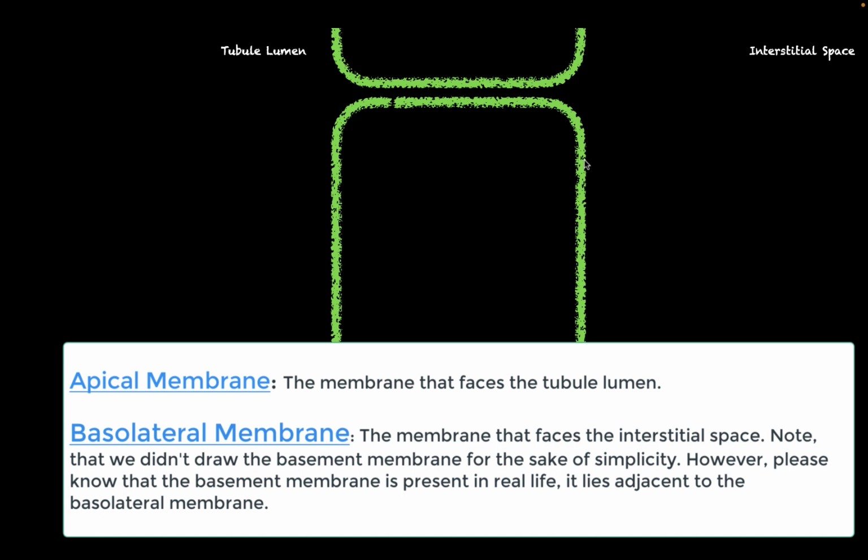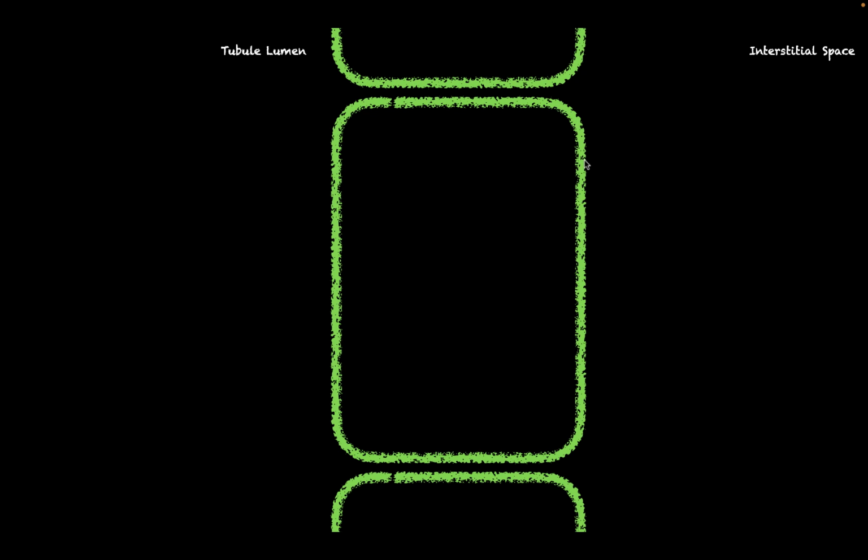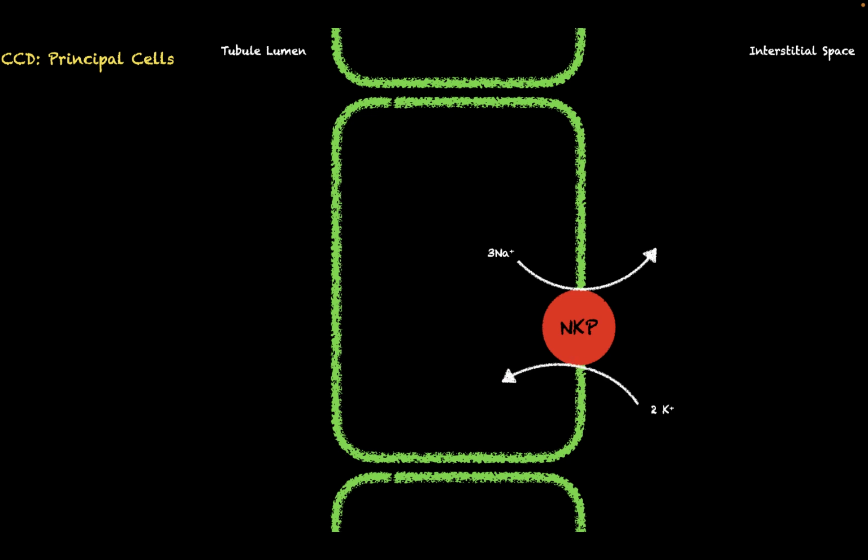Now that we know what this diagram looks like, let's talk about how sodium chloride is reabsorbed in our collecting ducts. The first region that we're going to talk about is the cortical collecting duct, and we're going to start off with our principal cells. How do the principal cells deal with sodium chloride? On the basolateral membrane, the principal cells have the sodium-potassium pump. The sodium-potassium pump pumps 3 sodium out of the cell into the interstitial space, and 2 potassiums into the cell. It accomplishes this by taking the energy from the hydrolysis of ATP and using that to pump both of these ions against their electrochemical gradients.